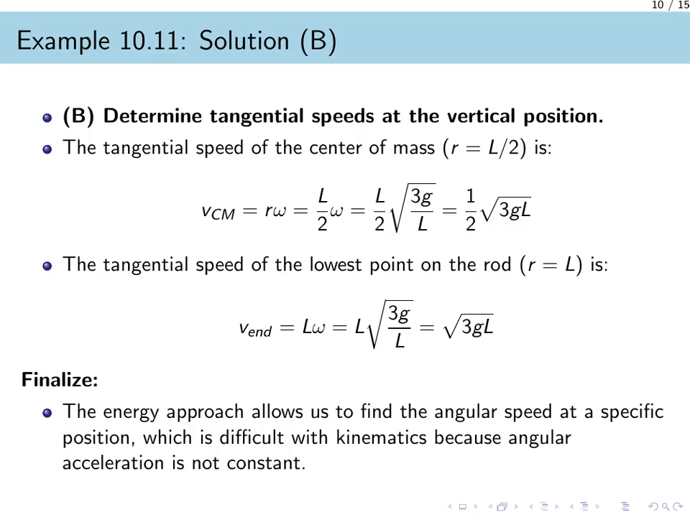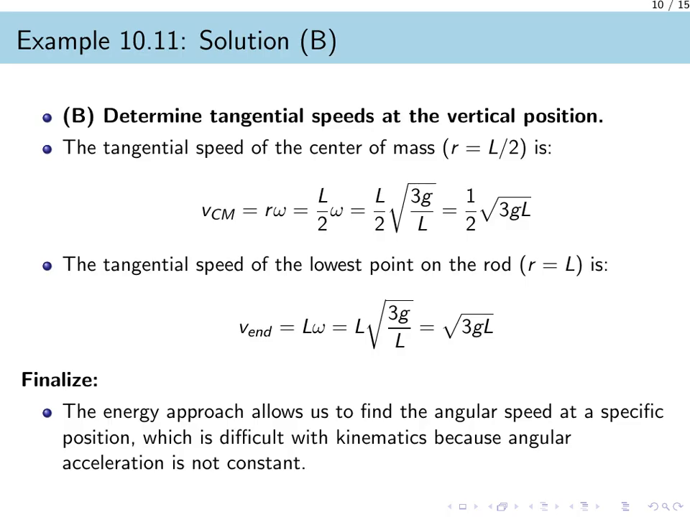Now that we have found the rod's angular speed at its lowest point, we can calculate the linear, or tangential, speed of any point along its length. The key relationship is that tangential speed, v, equals the distance from the pivot, r, multiplied by the angular speed, omega. For the center of mass, the distance r is L over 2. Substituting this into the equation gives a tangential speed of 1/2 times the square root of the quantity 3 times g times L.